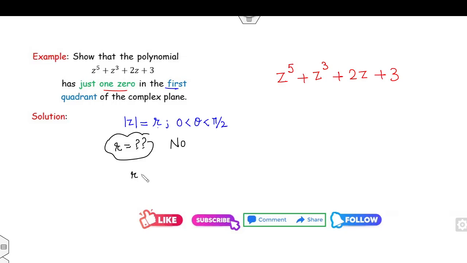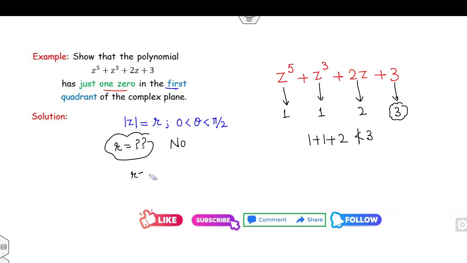For example, if you choose r equal to 1, then this number will be 1. This is also 1. This number is 2. This number is 3. The maximum value is 3, but clearly 1 plus 2 is not less than 3. That means the Rouche theorem is not applicable.